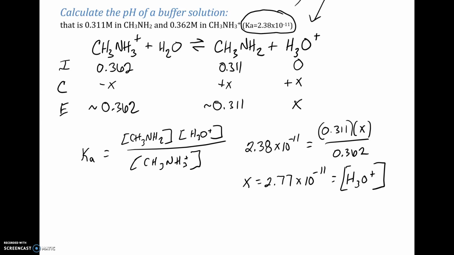So to get the pH then, the pH is just simply the negative log of our hydronium ion concentration. So in your calculator, you will want to do the log of 2.77 times 10 to the minus 11th, and then take the negative of that, and your pH ends up being 10.557. And we have 3 decimal places because we have 3 significant figures in our concentration, and that came from 3 significant figures of our Ka and our concentrations.